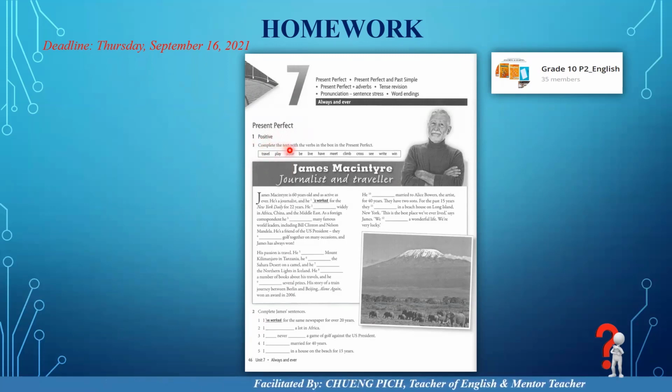The first one, number one, complete the text with the verbs in the box in the present perfect. In the box here we have 12 verbs. You have to read this first, and then change it into the past participle. In Khmer, you also know it as verb 3. For example, travel becomes traveled. You add ed to make it a past participle. Then you can read about James, this man, a journalist and traveler, and use the verbs in the box to complete, but you have to change them before you complete.